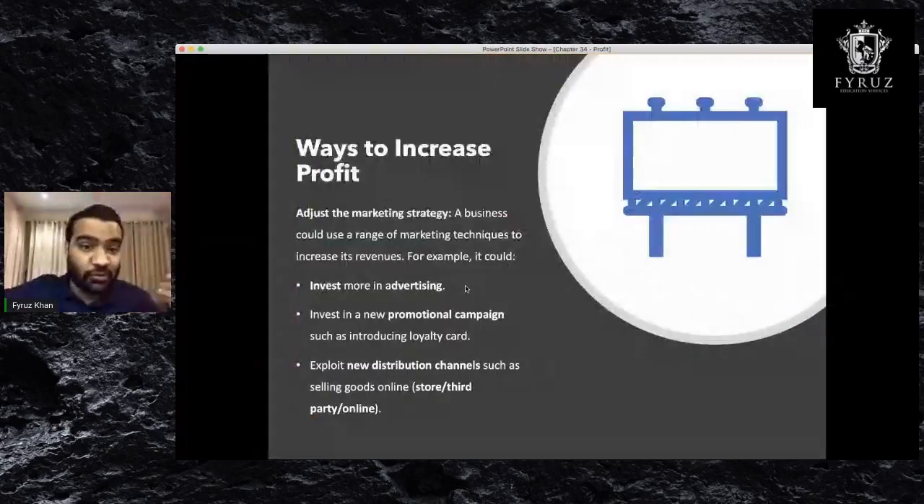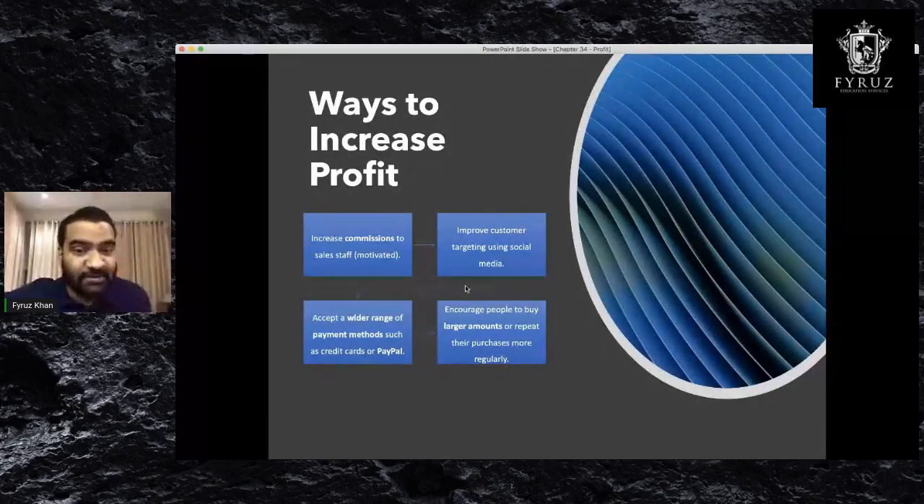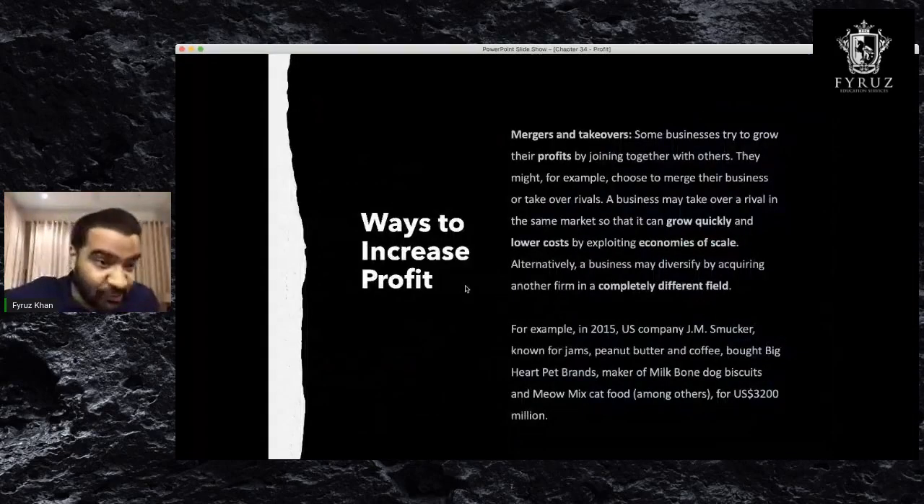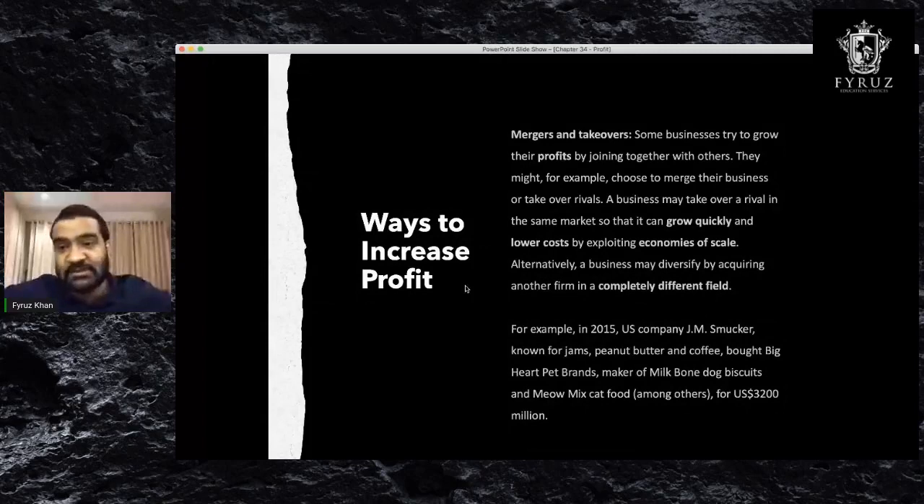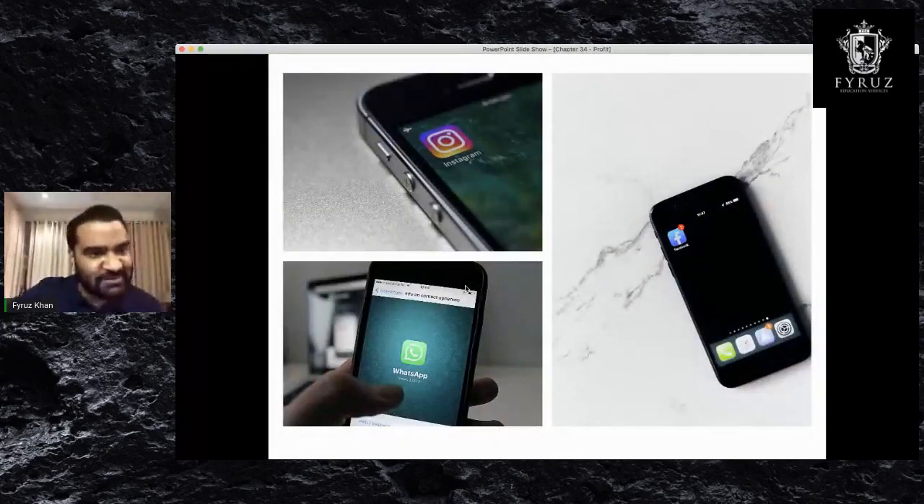And then we've also talked about other ways: invest in advertising, invest in distribution channels, increase commission, improve customer targeting, accept a wider range of payment methods, find new markets, diversify, mergers and takeovers of other companies, new companies, big companies. You can grow quickly. You can enjoy economies of scale. Like Facebook taking over WhatsApp and Instagram because they're similar businesses, economies of scale, lower cost. They can share ideas, exchange ideas. Okay, they can have more market share.